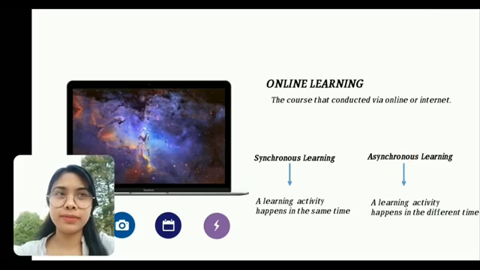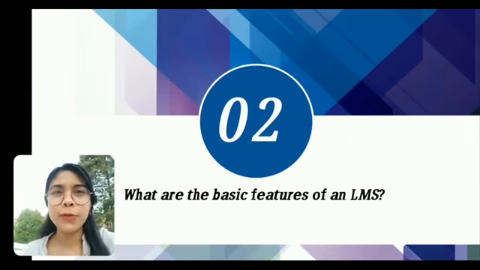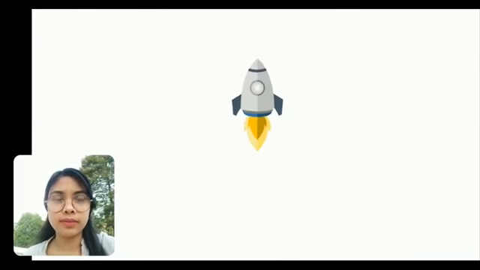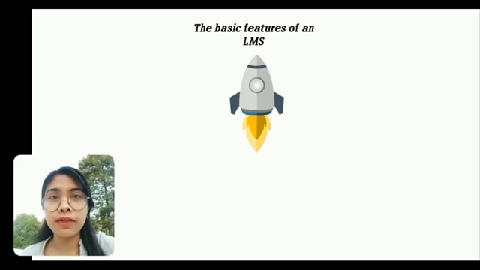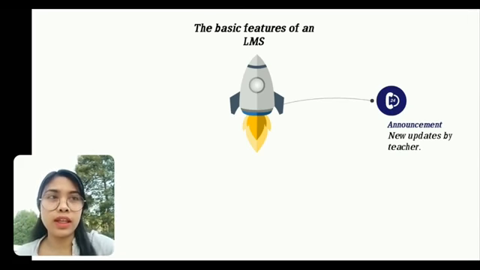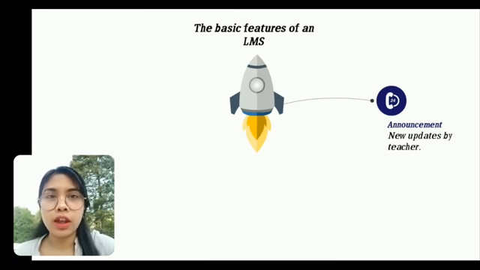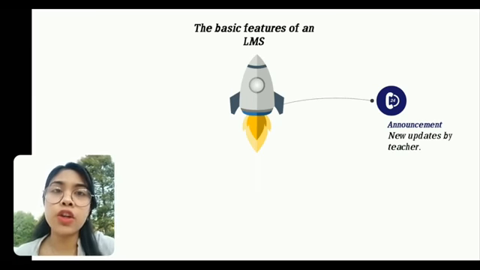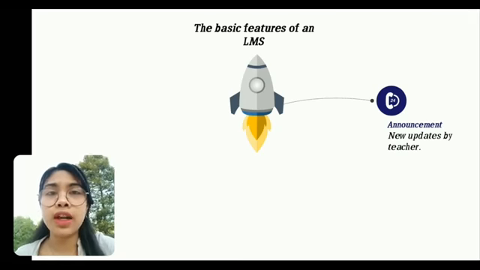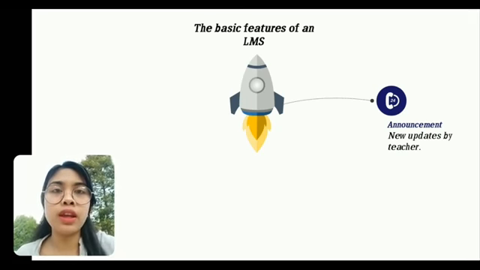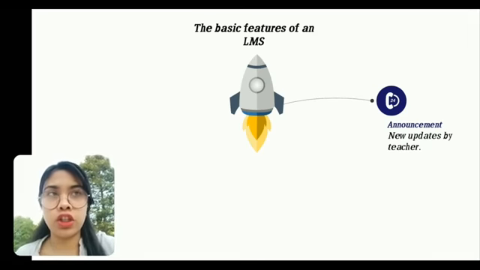Next question. What are the basic features of an LMS? There are so many features of an LMS. The first is announcement. Announcement is the new update from the teacher. This is the new reminder or notification that the teacher gives when she or he gives a new assignment or new project to do for the student, and it will appear in the notification section.